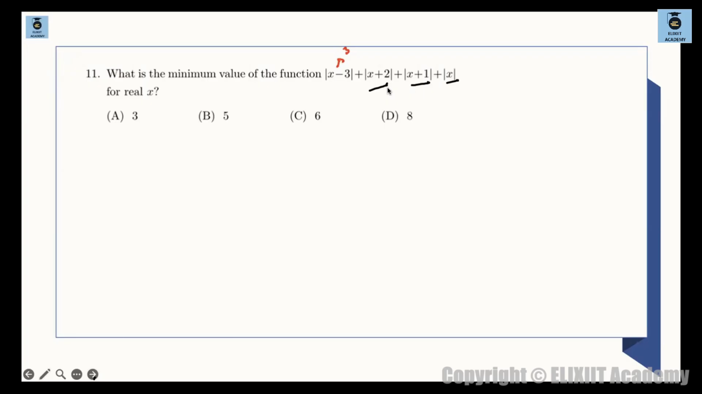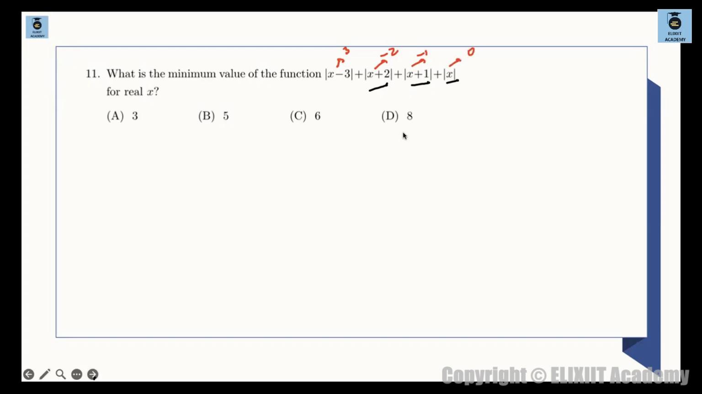And how to find out these turning points here? At turning points the inner function will become zero. तो वो जहां पे, where this inner function will become 0. So x minus 3 will be 0 when x is equal to 3. Similarly, x plus 2 will be 0 when x is minus 2. x plus 1 is 0 when x is minus 1. तो ये turning point है और ये तो 0 ही आ गया. So these are your turning points.